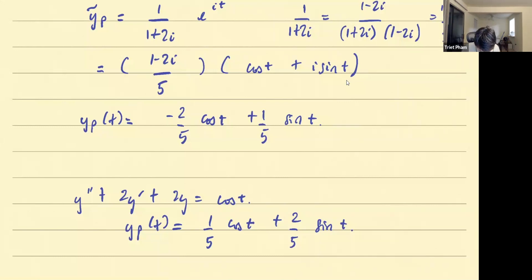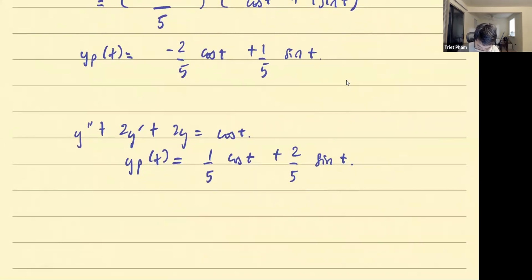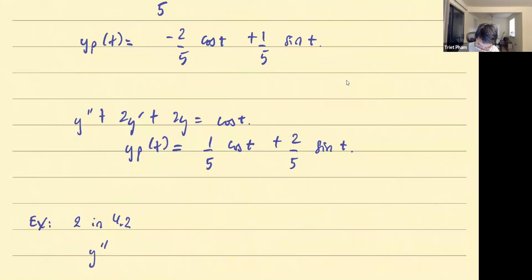All right, so maybe one more example, and we'll move on to other business. Another example is, let's say, problem 2 in 4.2, where y double prime plus 3y prime plus 2y is 5 cosine of t. Is it too easy? Maybe not problem 2 exactly. Let's just do something like 5 cosine of 2t.